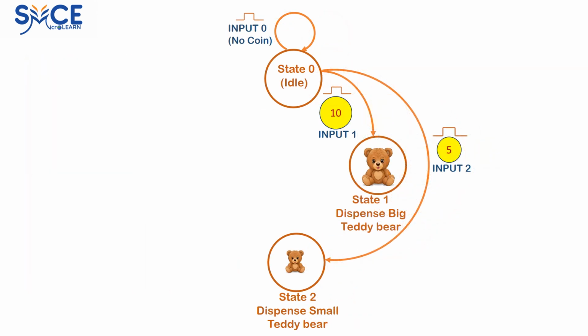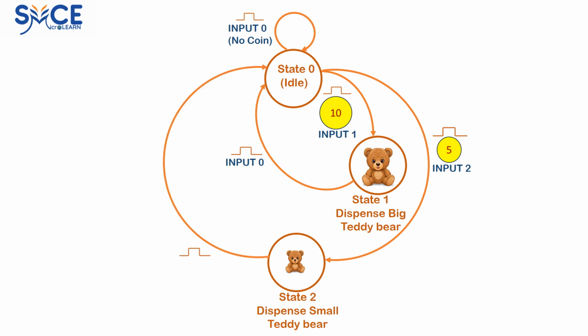Let's add some more transitions to this state diagram so that it covers all possible input-output conditions. After dispensing the toys in state 1 and 2, if no coin is inserted, then the state machine has to go to the idle state during the next clock pulse. This is shown on the screen.